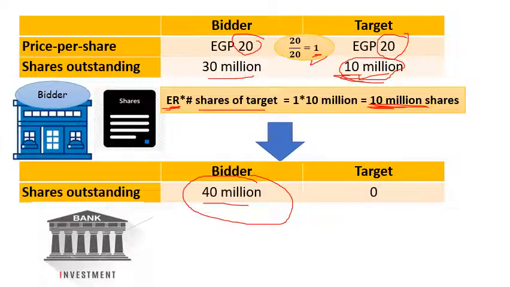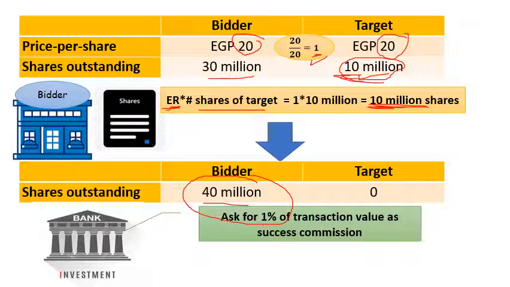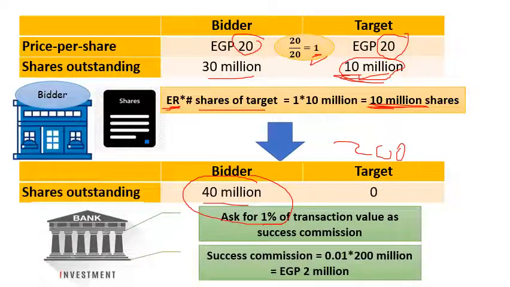Okay, so if the investment bank requires 1% of the transaction value as a success fee or success commission, this means that the investment bank wants to receive 1% of the target company value, which is estimated to be 200 million Egyptian pounds. So the investment bank will receive 0.01 times 200 million Egyptian pounds. So the investment bank will receive 2 million Egyptian pounds as a success fee.